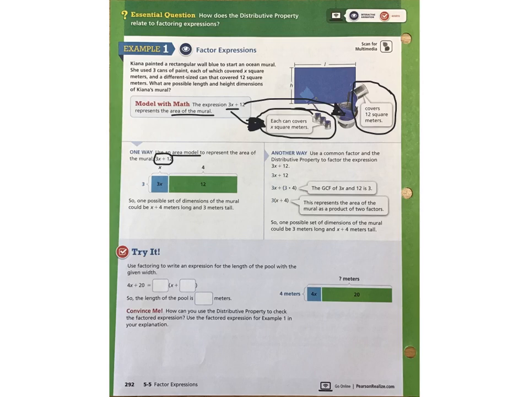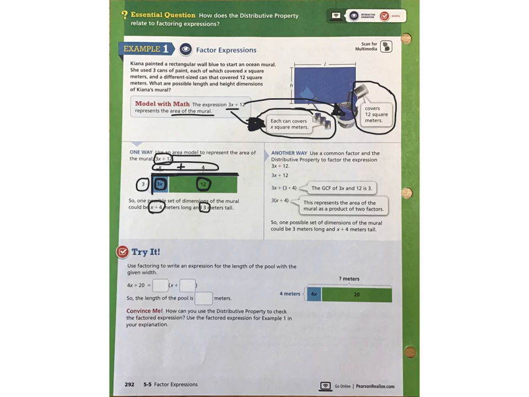So one possible set of dimensions of the mural could be x plus 4 meters long and 3 meters tall. Remember that the area model means the area, which is the length times the width. Okay, so one of those dimensions is 3, and the other one is x plus 4. The area of that wall would be 3 times x, or 3x for the blue section, and 3 times 4, or 12 for the green section.